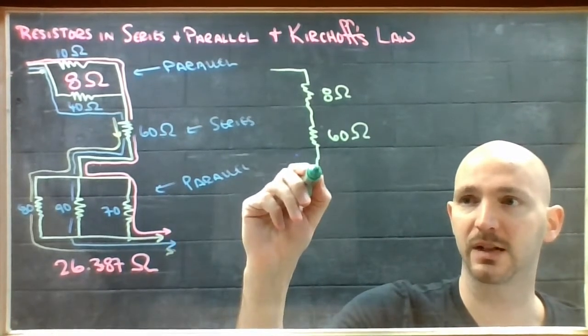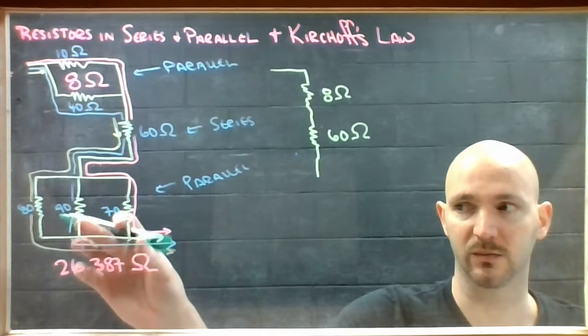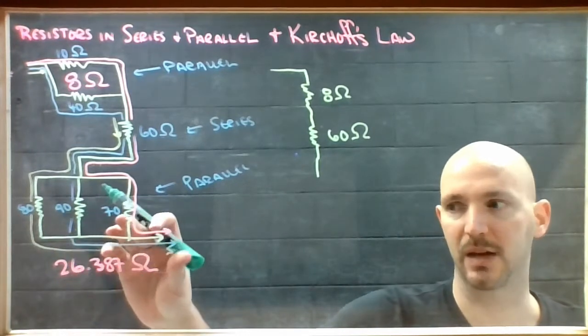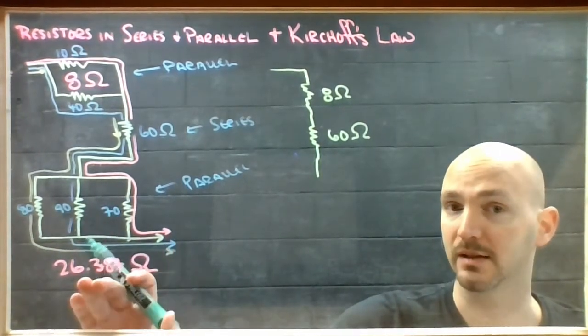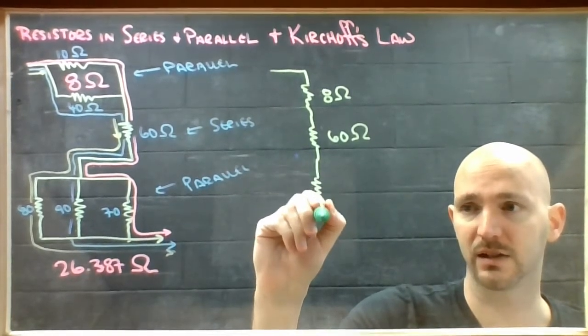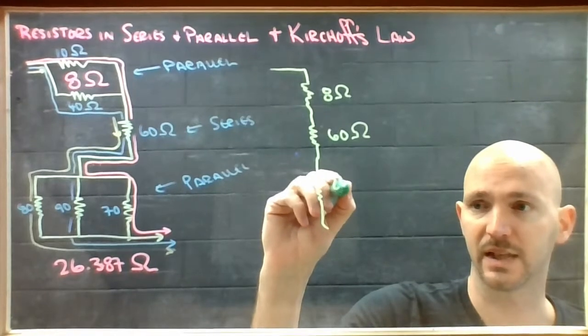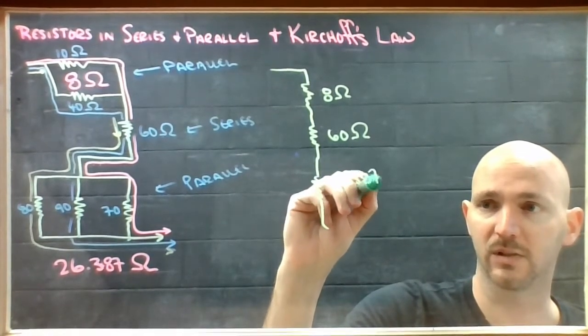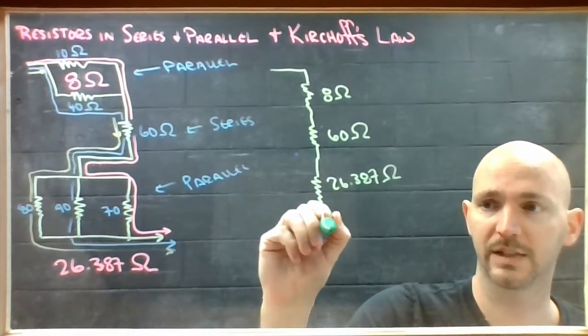Then it goes through this thing, which said 60 ohms, and I haven't done anything with that yet. And then it keeps going down, and it goes through this thing, which again was complicated to get the math for, but it's only worth this. Right, I've already figured that out. So I'm just going to draw it like so. That's 26.387 ohms. And then the current leaves.